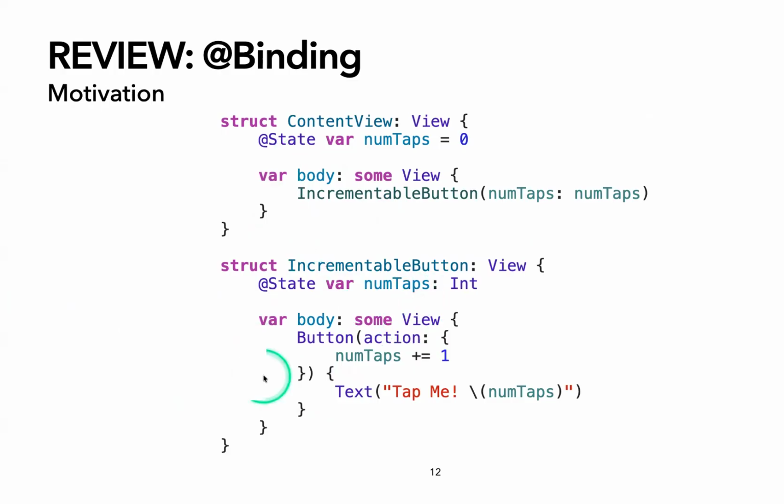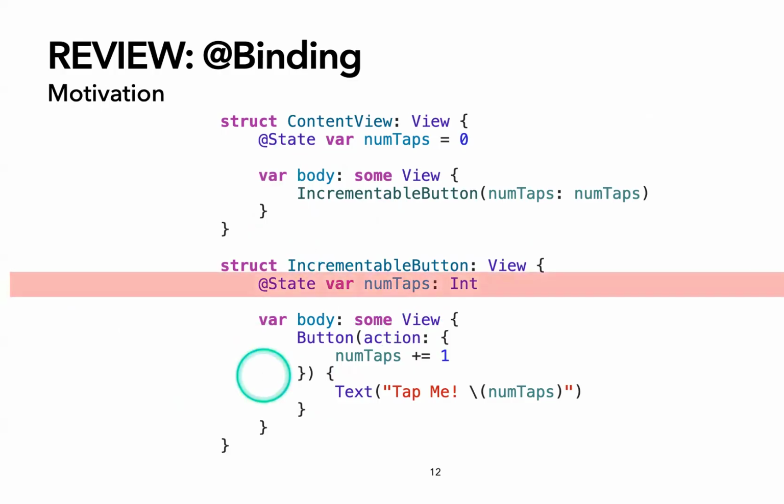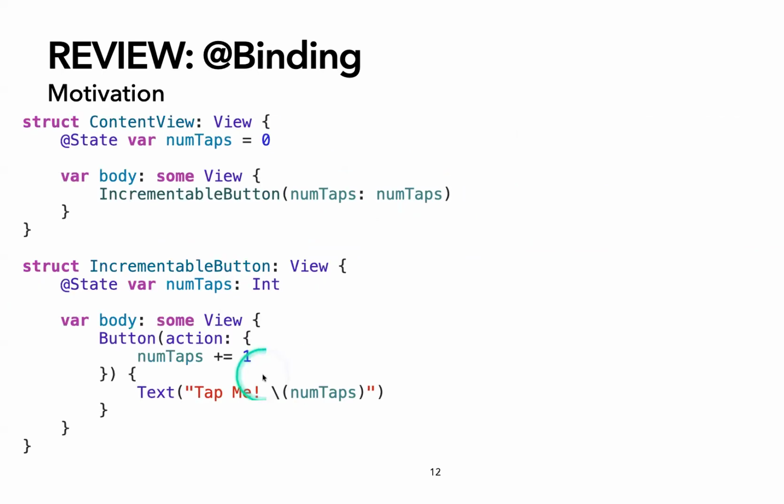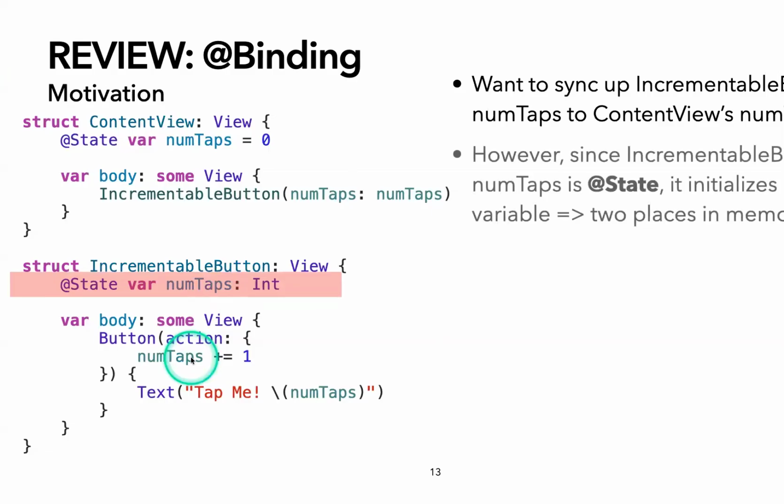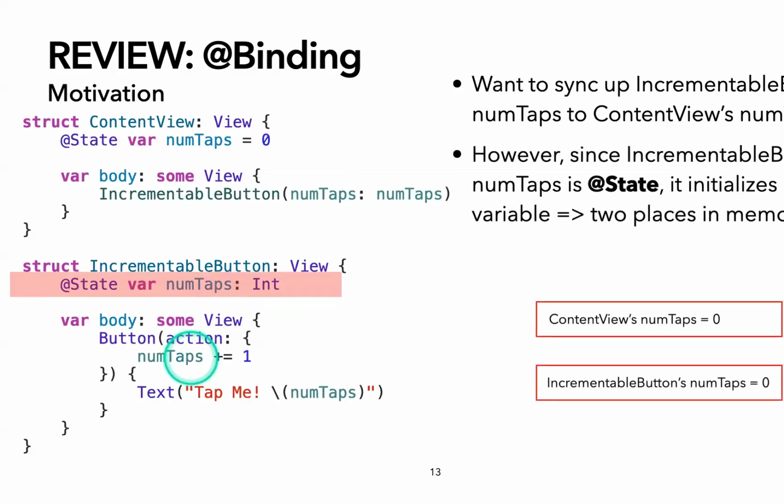Now, when we have two @States, that means that we have two separate locations of numTaps, one in ContentView and one in IncrementableButton. But we only want one, right? We only want the numTaps here. So instead of declaring an @State here, you might think, okay, why don't we just drop the @State and just do var numTaps? Well, that works in the sense that we could read numTaps, but we can't write back to it. So if we want to write back to it, we have to use the @Binding, right?